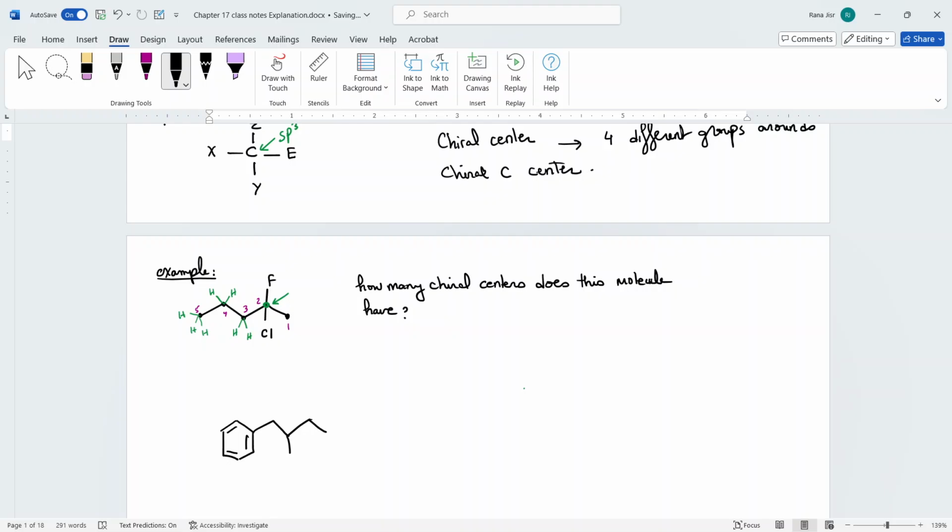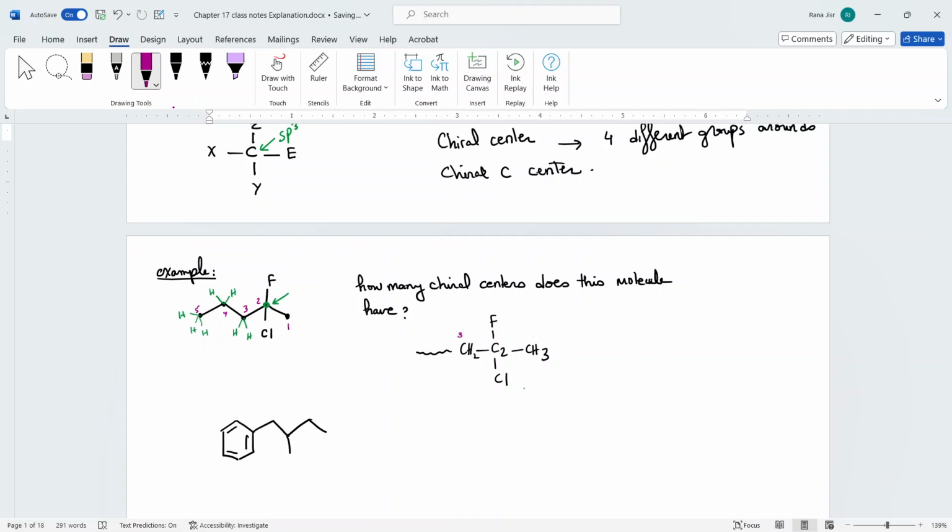If I want to draw carbon number 2, what is it connected to? Carbon number 2 is connected to fluorine. It is connected to a CH3, that is going to be the CH3 here. It's connected to a chlorine. And it is connected to carbon 3 that is a CH2, and whatever group is connected to that CH2, because that one is carbon number 3. You can easily see that all of those are different. The CH2 is different than the CH3. So you have 4 different groups in there.